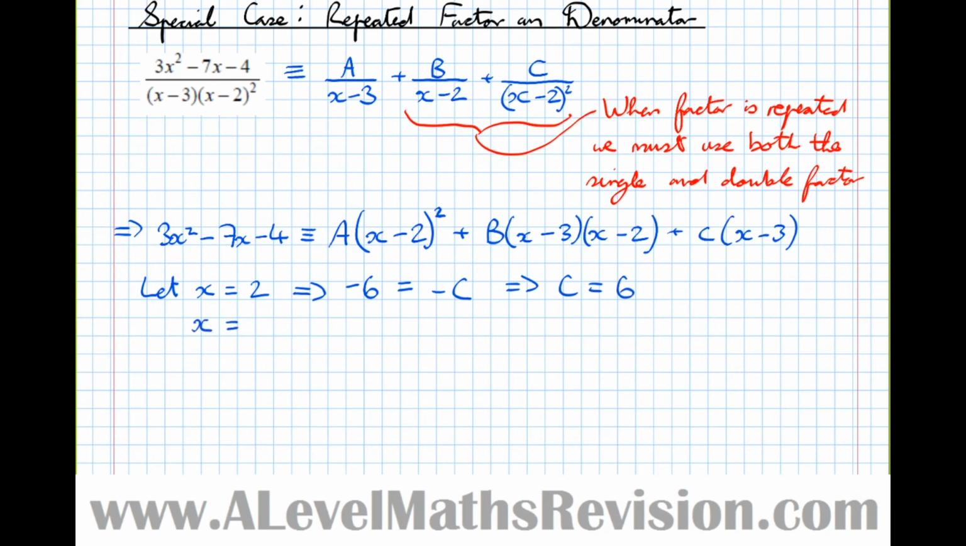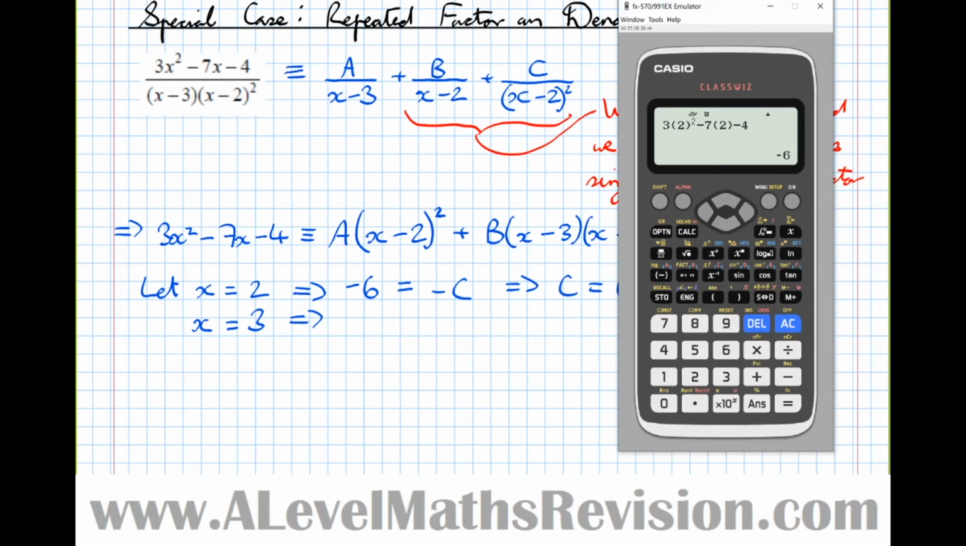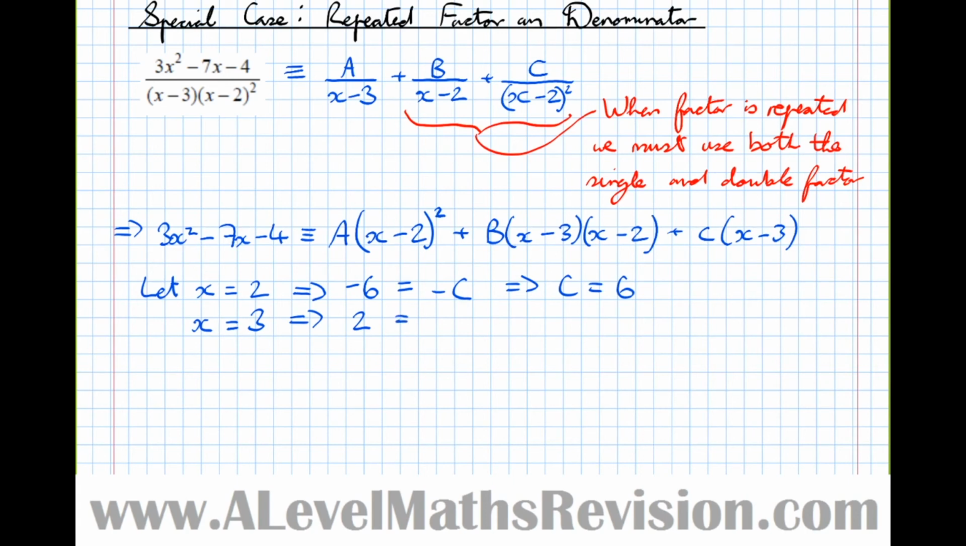Let x equal 3. So I go back to the calculator, put that in. Get the left hand side as 2. And anything now with an x minus 3 bracket disappears. 2 equals a times (3 minus 2) squared. 3 minus 2 is 1, square it, stays 1. So a equals 2. But we've run out of tactical values of x now. So we're just going to have to use a different one. So I suggest picking the easiest value you can think of, which for me is 0.